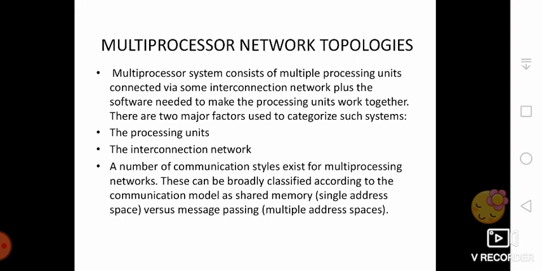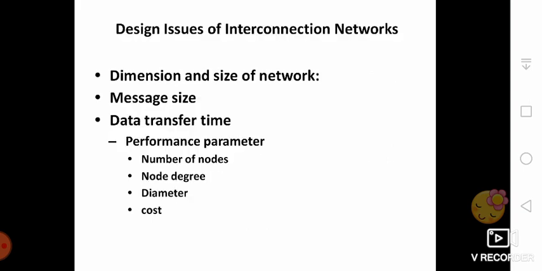What are the issues which should be considered while designing an interconnection network? First, dimension and size of the network. It should be decided how many processing elements are there in the network and what the dimensionality of the network is, that is, how many neighbors each processor is connected to.